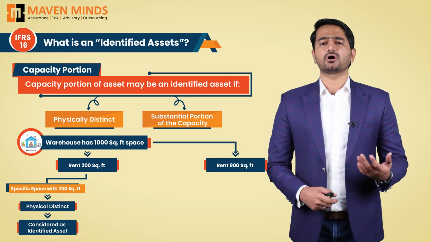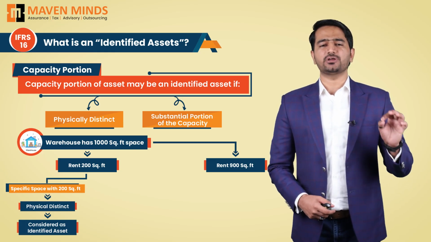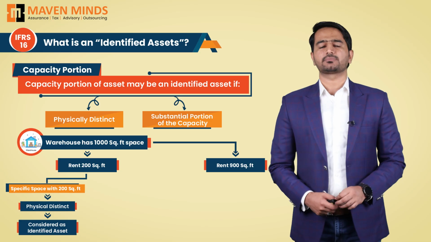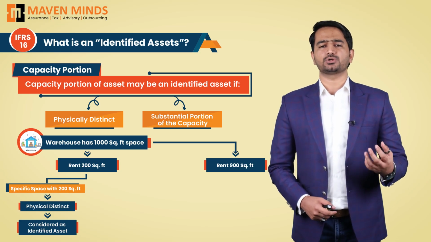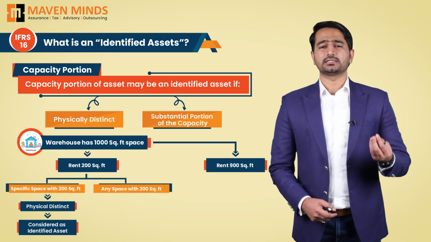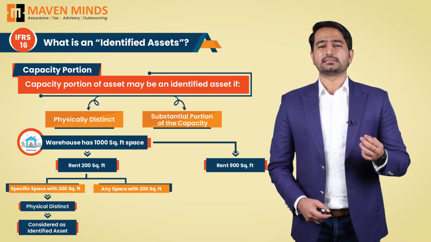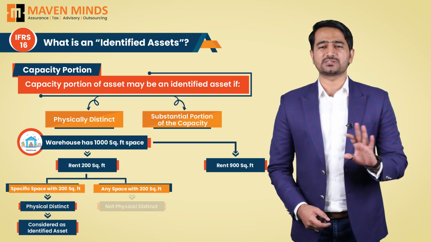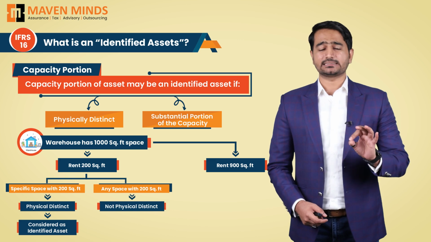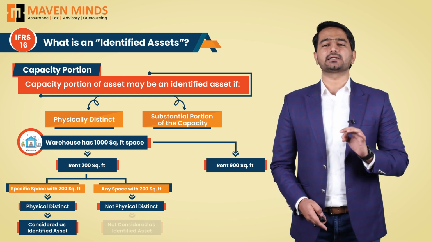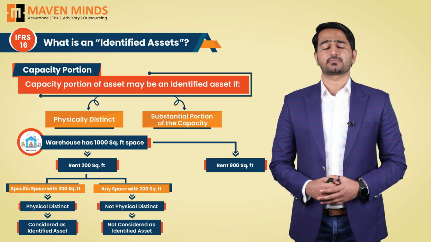However, if the contract does not specify which 200 square feet you get, and sometimes you store your goods in one corner, other times in another corner, then the capacity is not physically distinct. In that case, it would not be considered an identified asset.